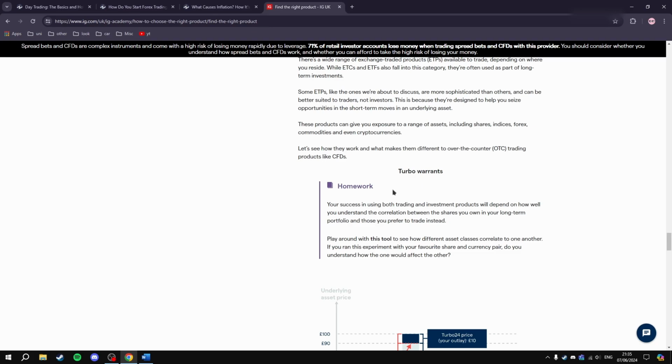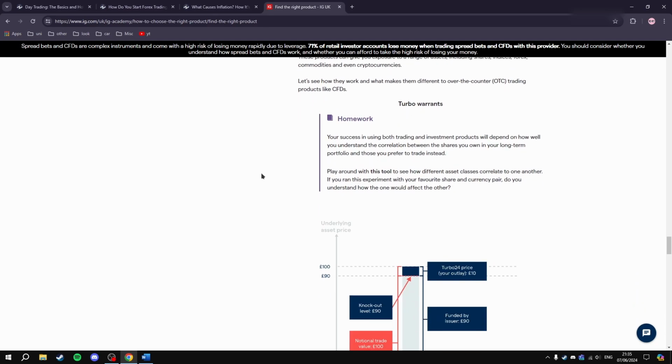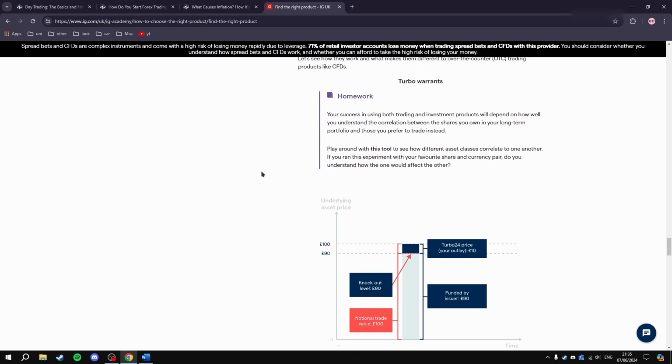Some exchange traded products, like the ones we're about to discuss, are more sophisticated than others and can be better suited to traders, not investors. This is because they're designed to help you seize opportunities in the short-term moves in underlying assets. These products can give you exposure to a range of assets including shares, indices, forex, commodities, and even cryptocurrencies. Let's see how they work and what makes them different to over-the-counter trading products like CFDs.